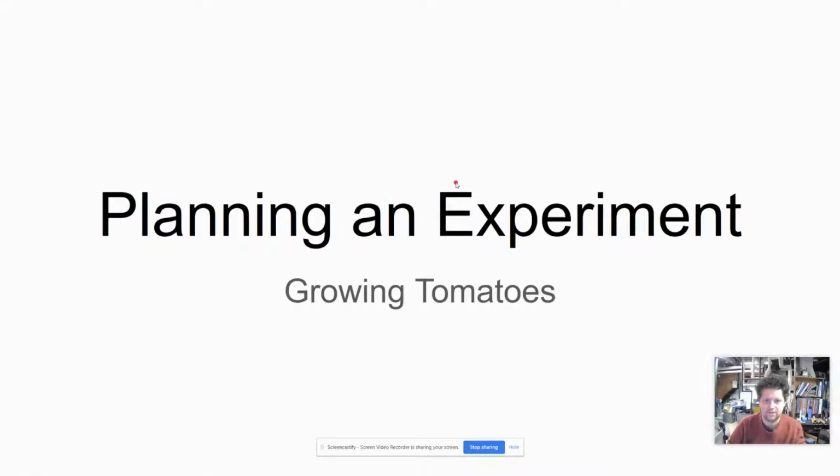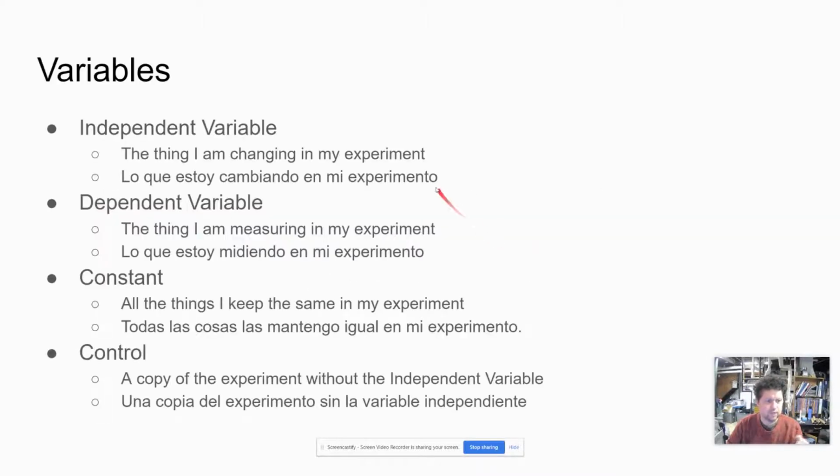I'm here today to talk about planning an experiment and primarily about variables, and I'm going to do it with a classic example of growing tomatoes. So let me start with our vocabulary. There are four words you need to know when we talk about variables.